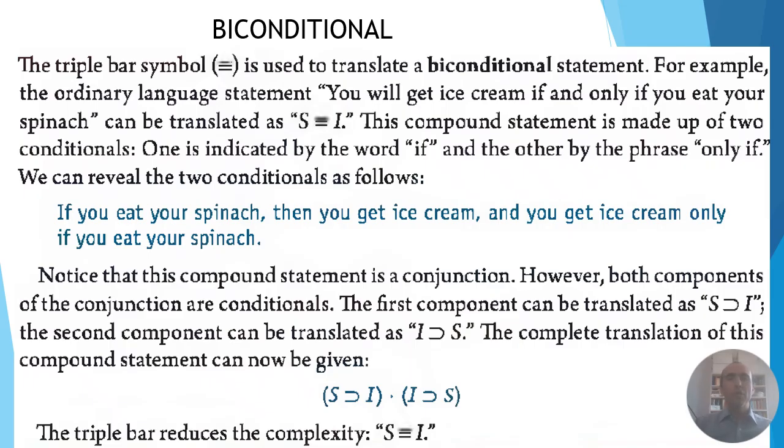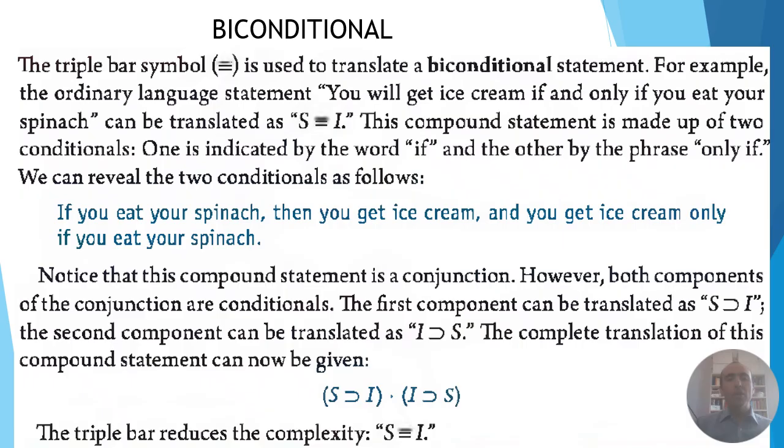The last logical operator is the biconditional. The triple bar symbol is used to translate a biconditional statement. For example, the ordinary language statement, you will get ice cream if and only if you eat your spinach, can be translated as S triple bar I. This compound statement is made up of two conditionals. One is indicated by the word if and the other by the phrase only if. We can reveal the two conditionals as follows. If you eat your spinach, then you get ice cream, and you get ice cream only if you eat your spinach.